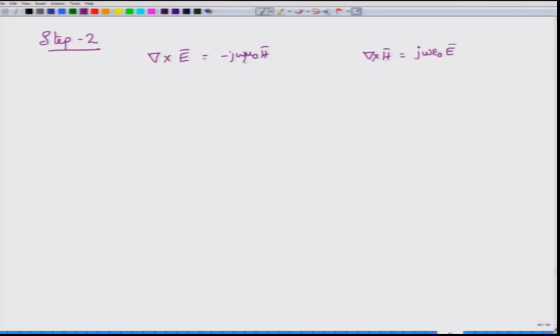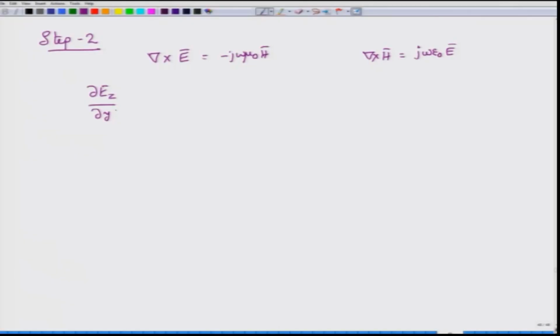We have the first equation, curl of electric field equals minus j omega mu naught H, and curl of H equals j omega epsilon naught E. Now, I am going to write down the equations component-wise. The best way to write down this set of equations is to express this curl operation in terms of a determinant, which I have shown you in the previous module. So, pulling those equations, the x component will be something like this.